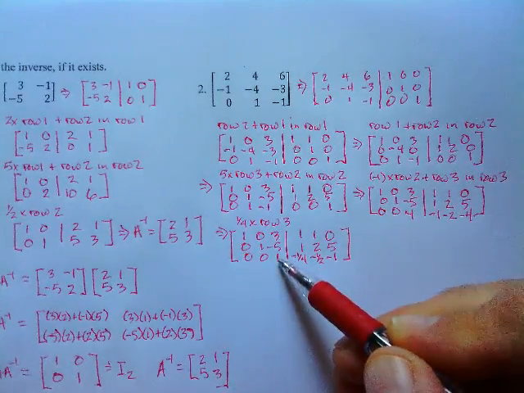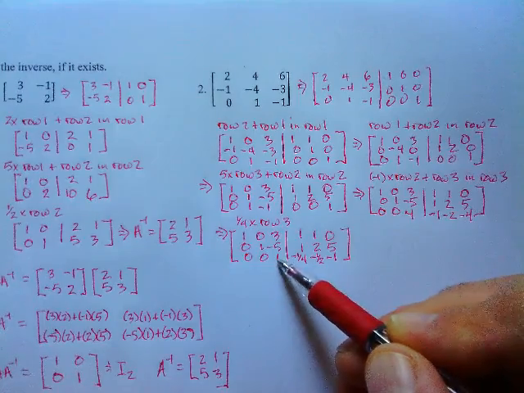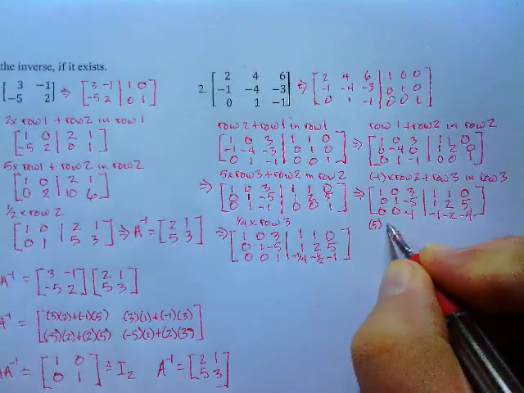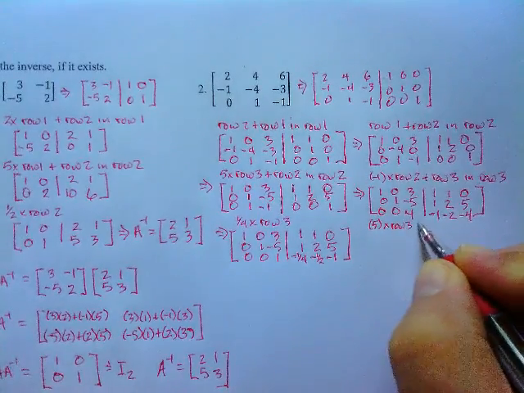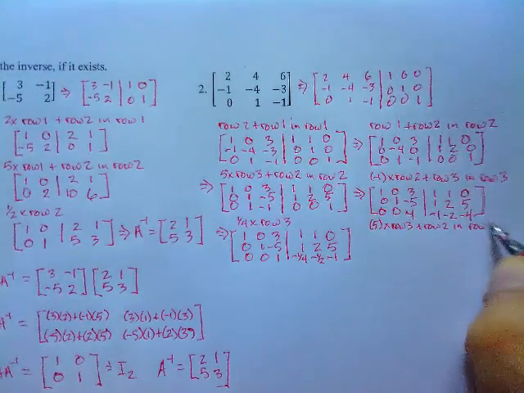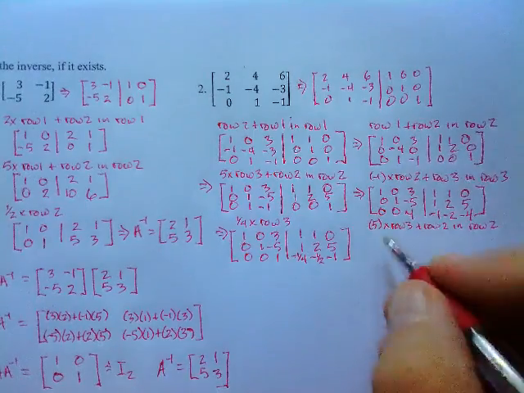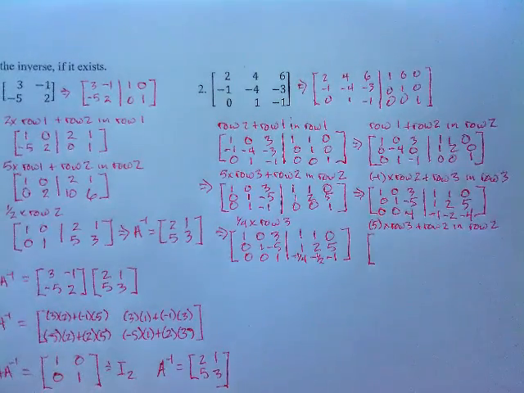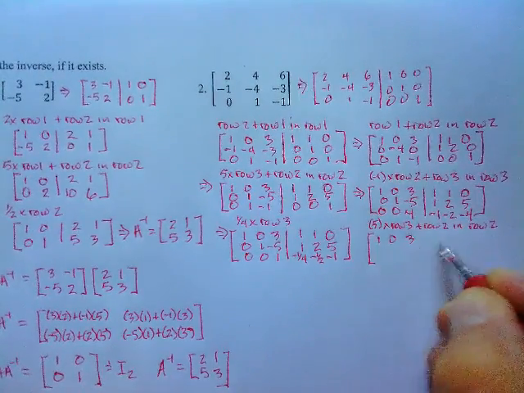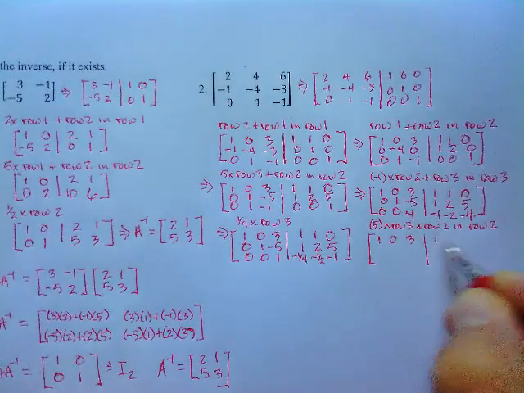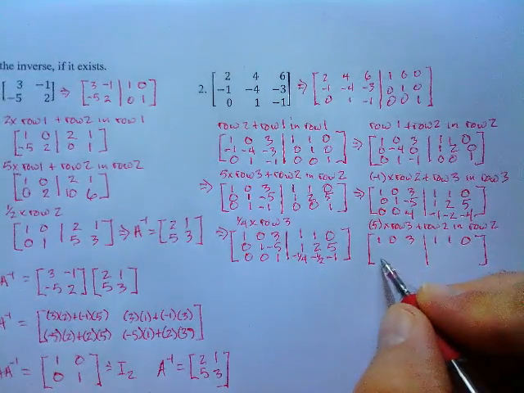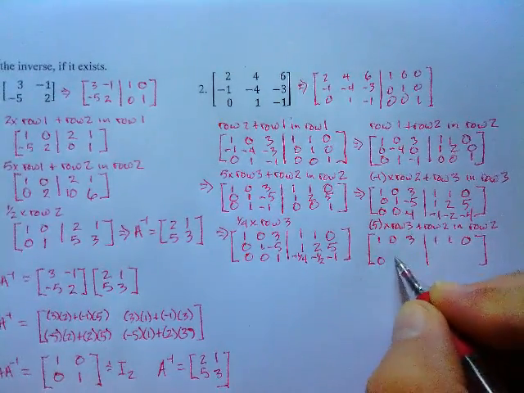Okay, so now that I have a 1 there, I want a 0 right here, so I'm going to go 5 times that, add it to that. So 5 times row 3, add it to row 2, put that in row 2. Now all I'm changing is row 2, so I'm just going to write out row 1. And I'm not changing row 3, so I'm going to leave that alone.